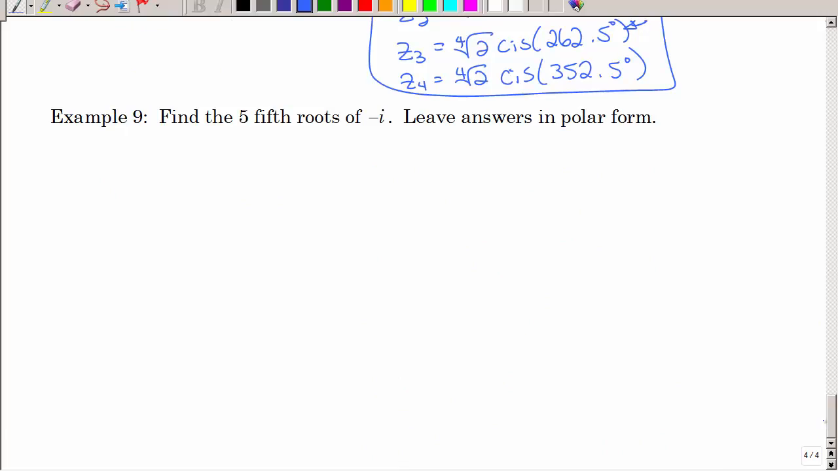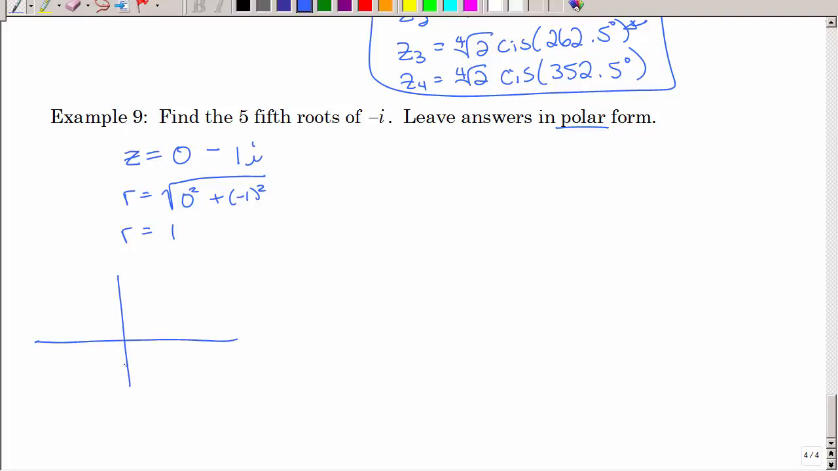Let's do one more. Okay, so we want the 5 fifth roots of negative i. And again, we can leave our answers in polar form. So first of all, I need to know that z is 0 minus 1i. So I need my r and theta because I've got to use polar in order to use this theorem. So r is the square root of 0 squared plus negative 1 squared, which is 1. Now hopefully you really didn't need to go through that. If you just plot that point, that is negative 1i. Right? And so the radius or the distance between the origin and that point is 1.